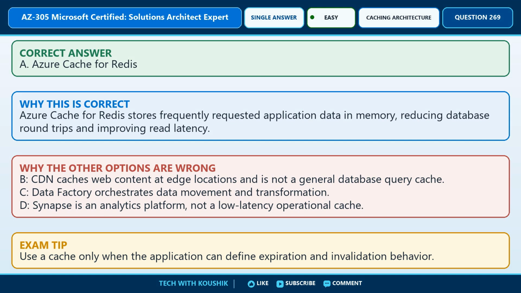The reasoning is as follows. Azure Cache for Redis stores frequently requested application data in memory, reducing database round trips and improving read latency. The incorrect choices fail for the following reasons. B. CDN caches web content at edge locations and is not a general database query cache. C. Data Factory orchestrates data movement and transformation. D. Synapse is an analytics platform, not a low-latency operational cache. Use a cache only when the application can define expiration and invalidation behavior.